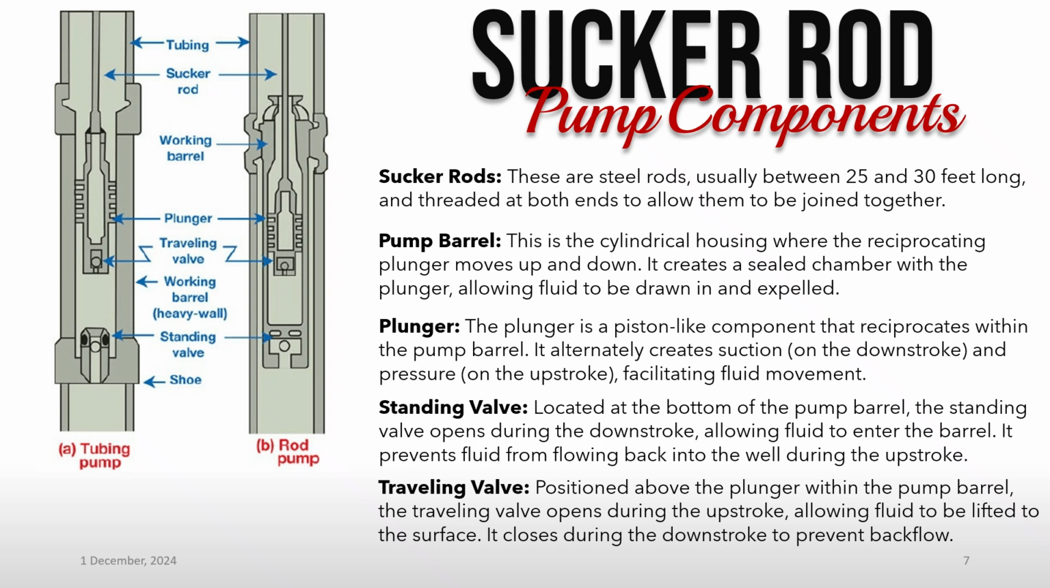Conversely, the traveling valve is positioned above the plunger within the pump barrel. It opens during the upstroke, allowing the fluid above the plunger to be lifted towards the surface, and closes during the downstroke to prevent backflow. The coordinated action of these two valves is fundamental to the continuous and efficient lifting of fluids.